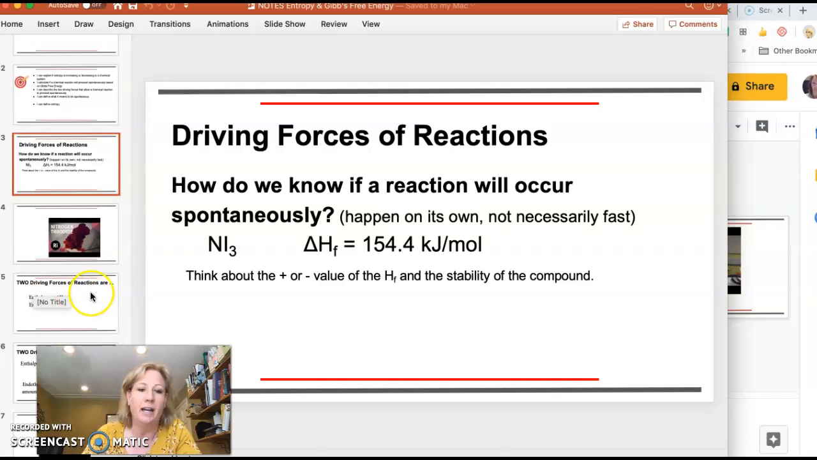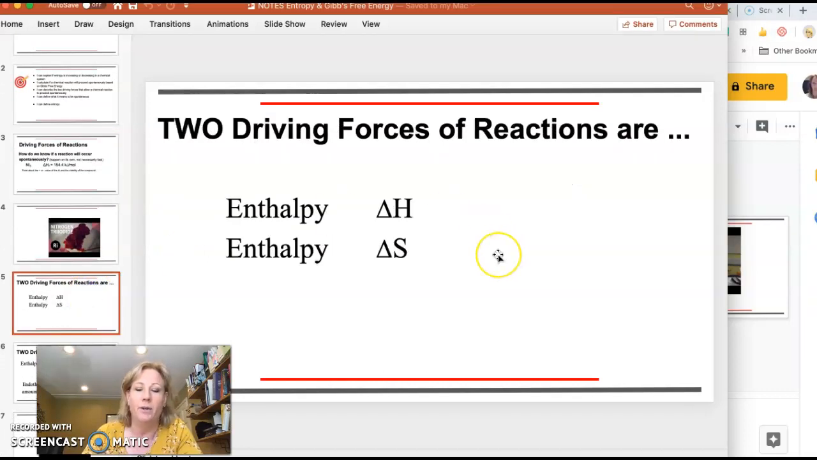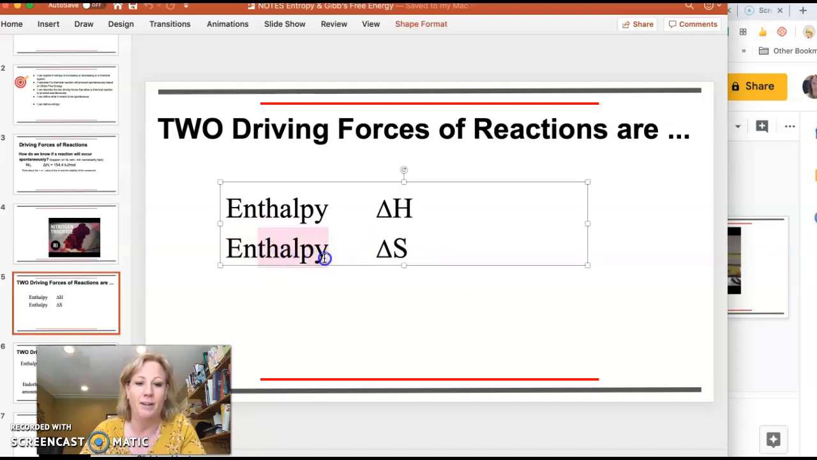So we're going to look at what the driving forces are in terms of reactions. How do we know whether a chemical reaction will happen or not, whether it's spontaneous or not? The two things that we're going to be looking at that determine whether or not a certain chemical reaction occurs are enthalpy, which we know about, and then entropy, which is something new to us. And there's a typo here. This should say entropy.